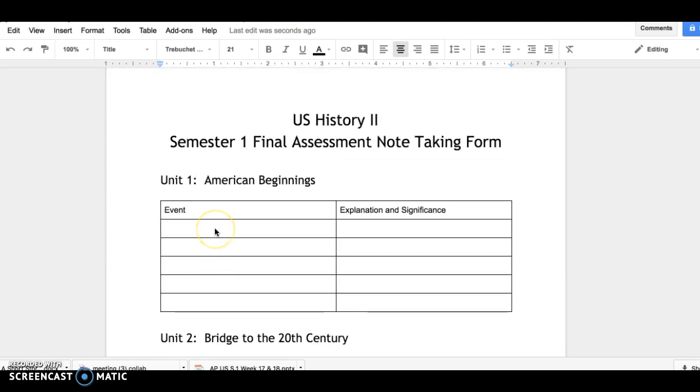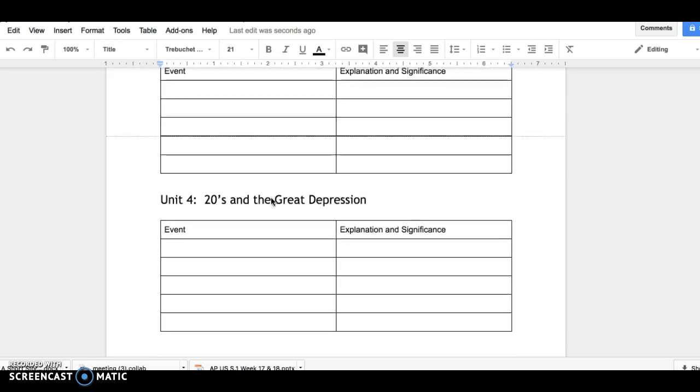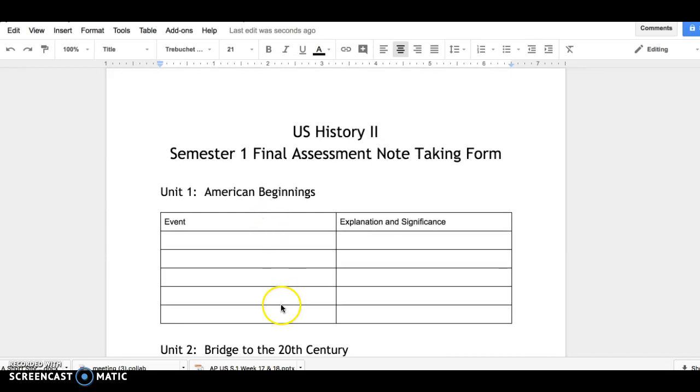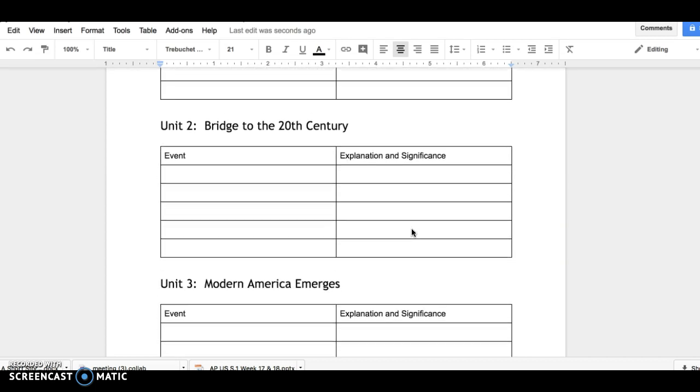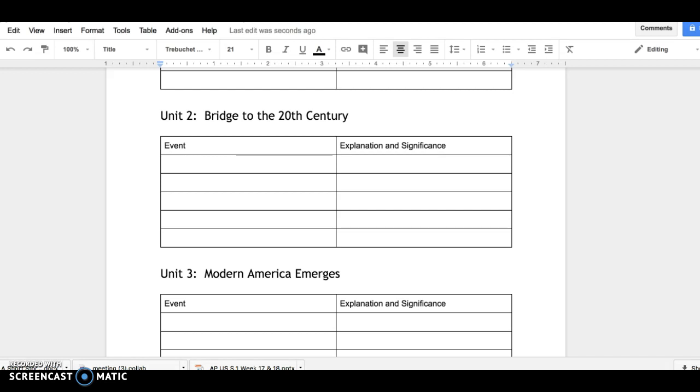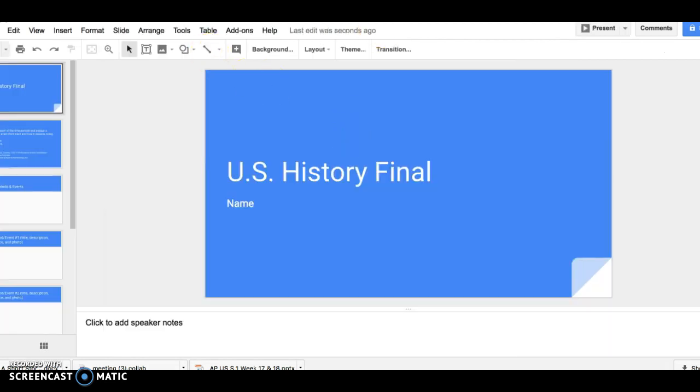from each unit. So you're looking at Unit 1, Unit 2, Unit 3, and Unit 4, and you're simply selecting 5 events, explaining those events. So think of the 5 W's: who, what, where, when, why, and how that event is significant. So that's step 1, and then you have to submit that first. And then step 2 is a presentation.